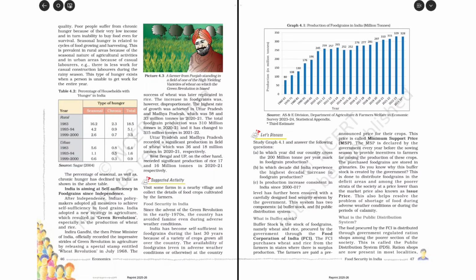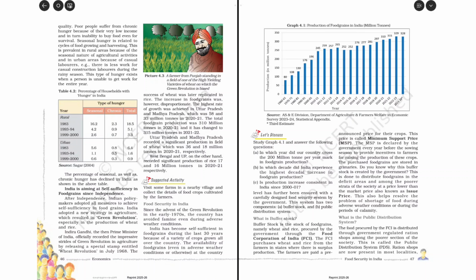The success of wheat was later replicated in rice. The increase in food grains was, however, disproportionate. The highest rate of growth was achieved in Uttar Pradesh and Madhya Pradesh, which was 58 and 33 million tons in 2020 to 21. The total food grain production was 310 million tons in 2020 to 21, and it has changed to 315 million tons in 2021 to 22. Uttar Pradesh and Madhya Pradesh recorded a significant production in wheat, which was 36 and 18 million tons in 2020 to 21, respectively. West Bengal and UP, on the other hand, recorded significant production of rice, 17 and 16 million tons in 2020 to 21, respectively. Since the advent of the Green Revolution in the early 1970s, the country has avoided famine even during adverse weather conditions. India has become self-sufficient in food grains during the last 30 years because of a variety of crops grown all over the country."